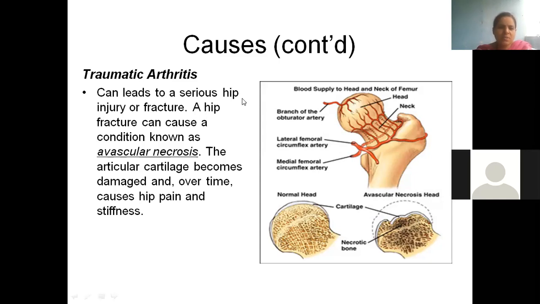Then this will lead to a condition called traumatic arthritis. It can lead to serious hip injury or fracture. A hip fracture can cause a condition called avascular necrosis. The surrounding cartilage, which is the articular cartilage, becomes damaged, and over time it causes pain and stiffness.